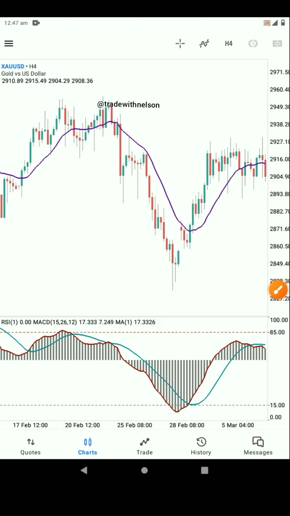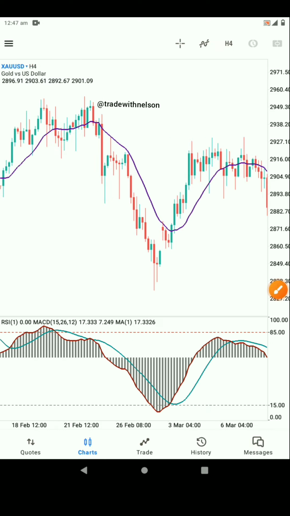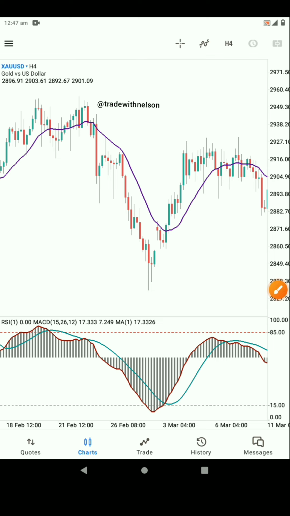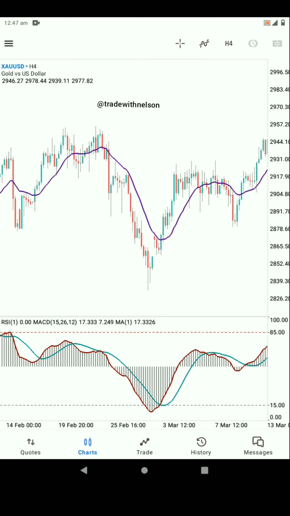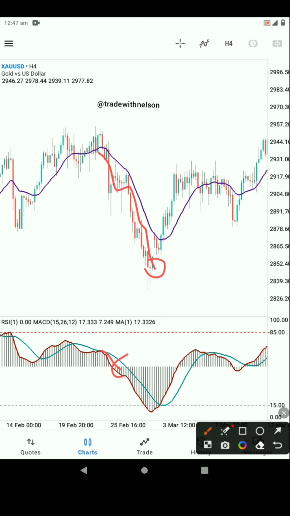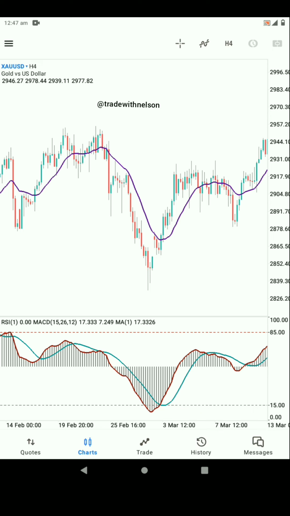You can see over here, this is XAU/USD. Like I said, this also works perfectly in the forex market. So you can see at this point, market pushes to the downside, pushes this MACD and this moving average into the 15 level. You want to see the candle go above this moving average. At the same time, you want to see the cross of this moving average and this MACD. So over here, you have the cross.